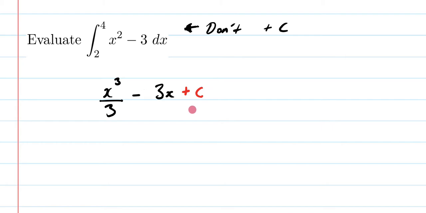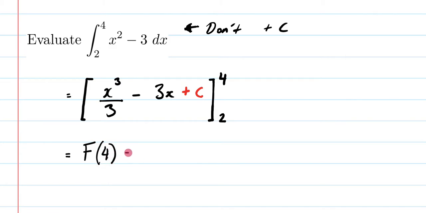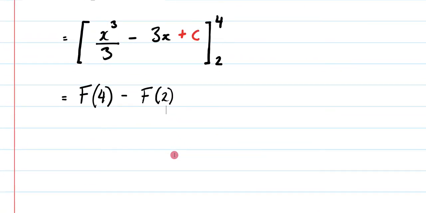Okay, so once we've found our antiderivative, we then put it into square brackets, and I put my terminals here, 4 and 2. The next thing that we're going to do is we're going to substitute in our terminals into the antiderivative. So my antiderivative is denoted with capital F. So I'm going to sub in my upper limit. Then I'm going to subtract when I sub in my lower limit right there. So let's now see what this actually means.